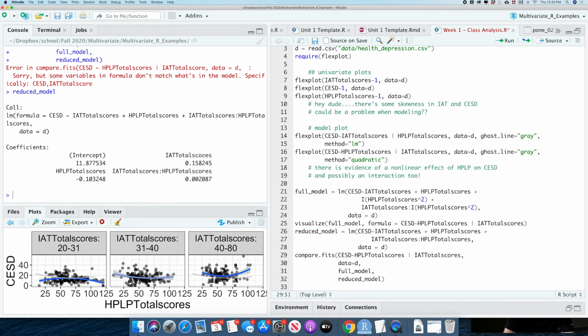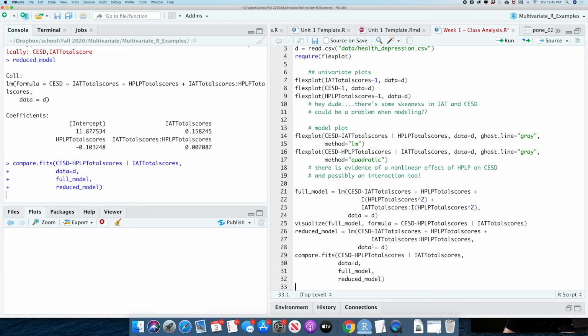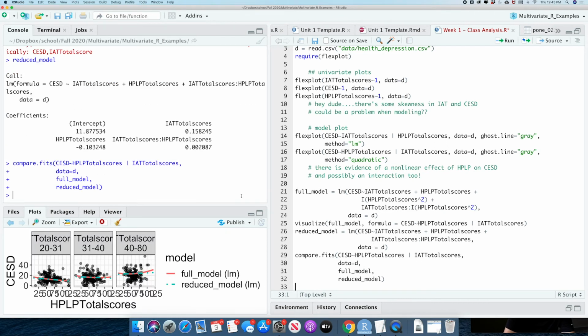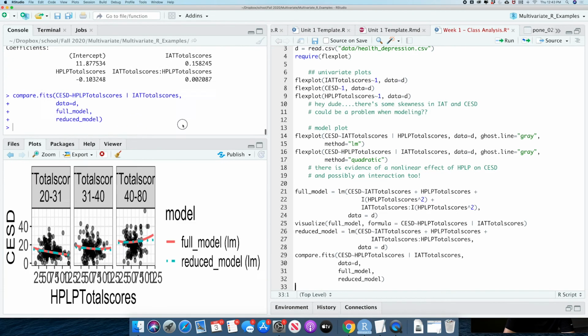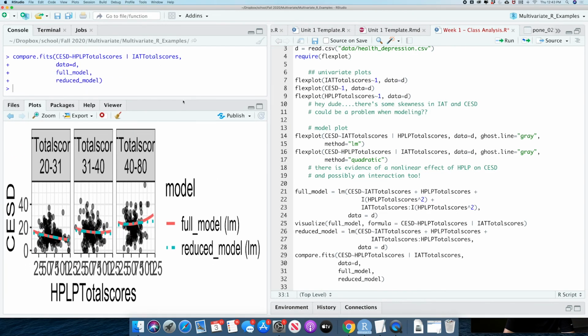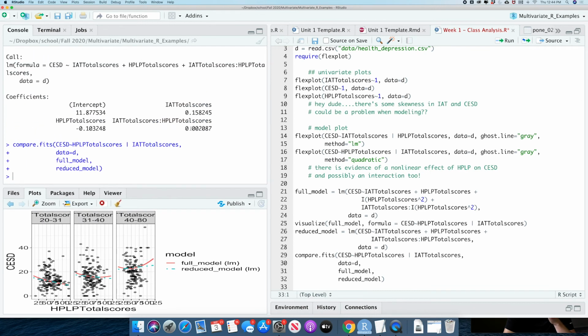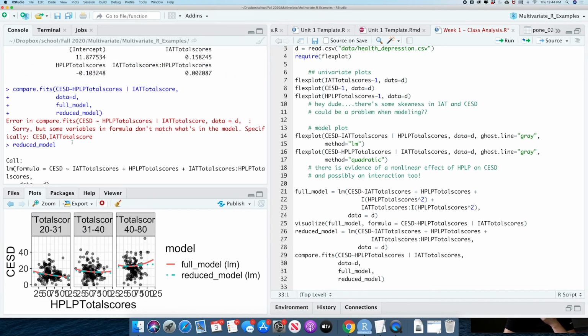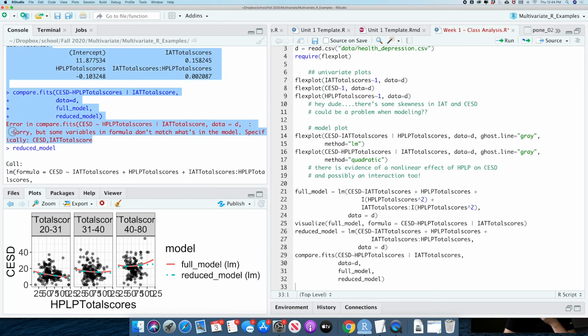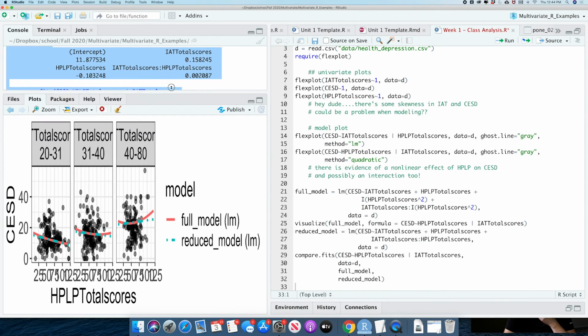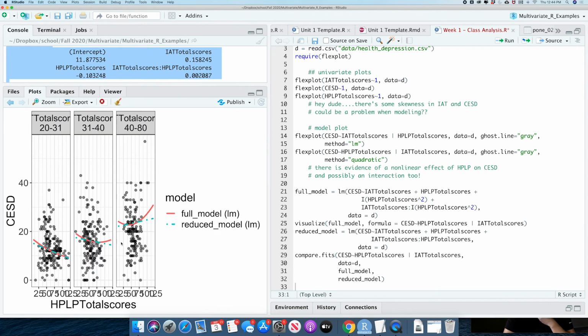Okay, so that's one problem, is I put IAT total score, but I need total scores. Okay, and let's see if that will run now. Okay, yeah, that ran. So, dumb mistake, I just spelled it wrong. I should probably come up with a more informative error message, but at least that got me in the right direction.